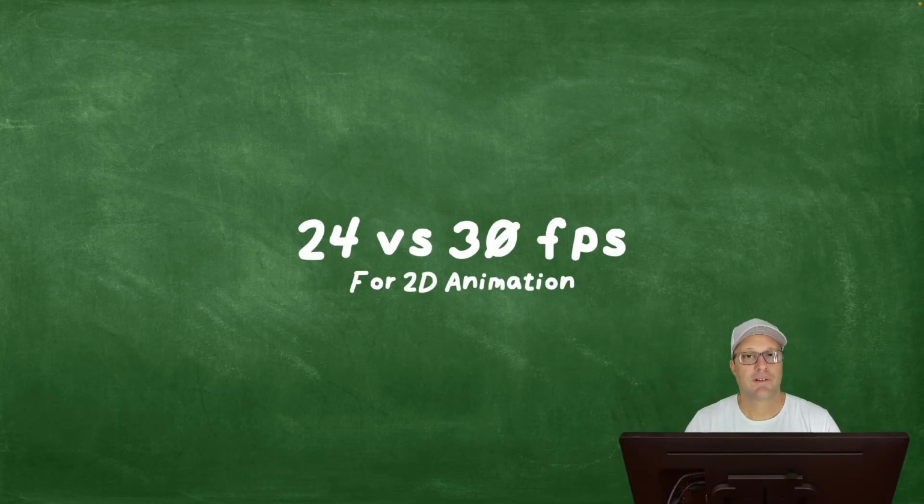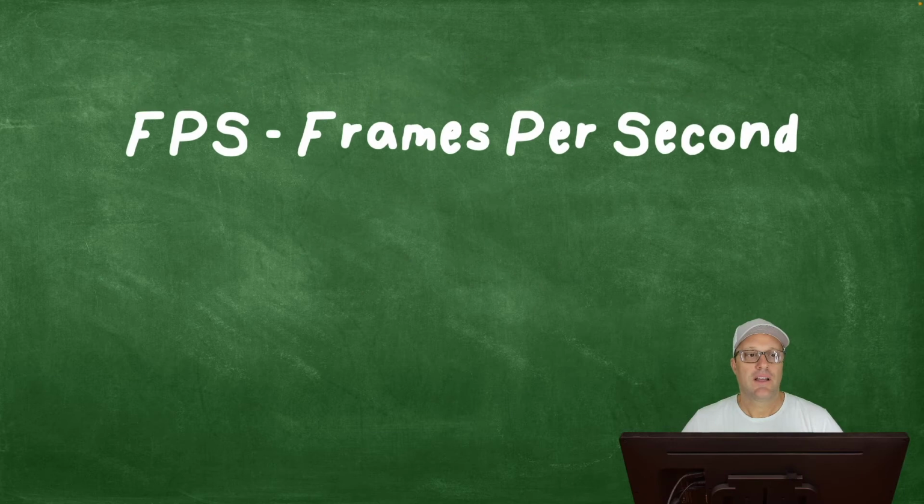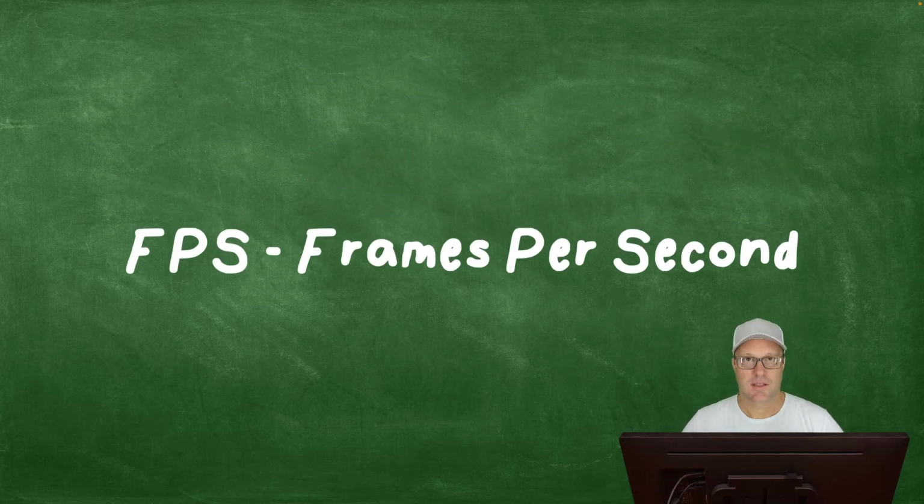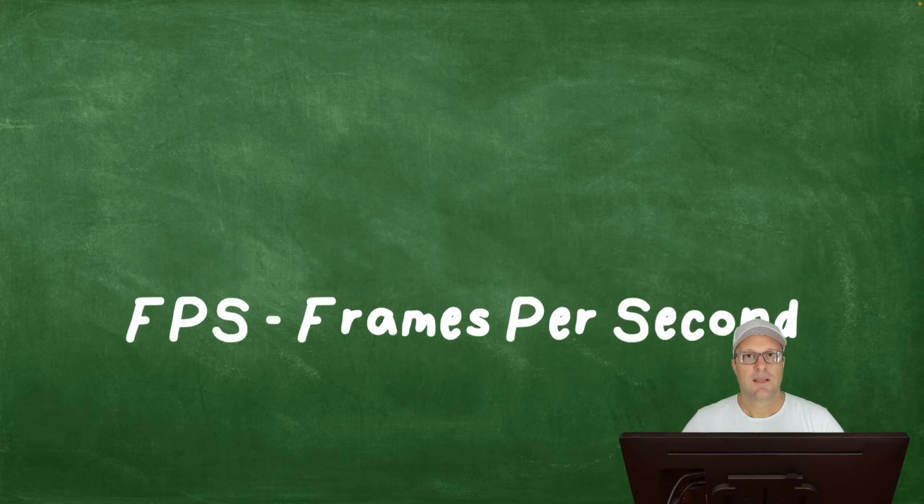So 24 or 30 frames per second for your 2D animations. That's what we're going to be talking about. And the first thing we need to know is, what is that FPS? Well, FPS stands for frames per second. So if you didn't already know, that's how many individual frames of film are within a second of footage. So we're going to be using FPS. We're going to see that a lot.